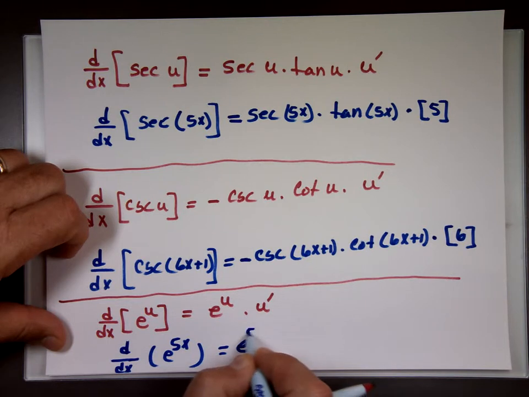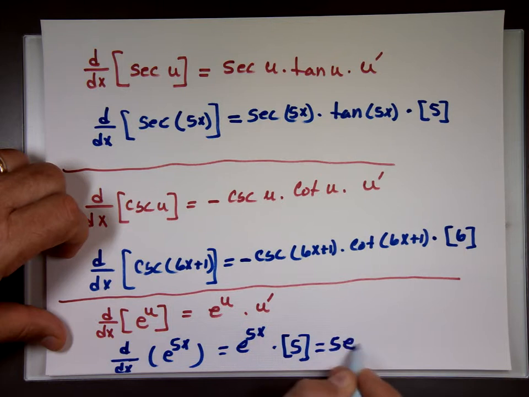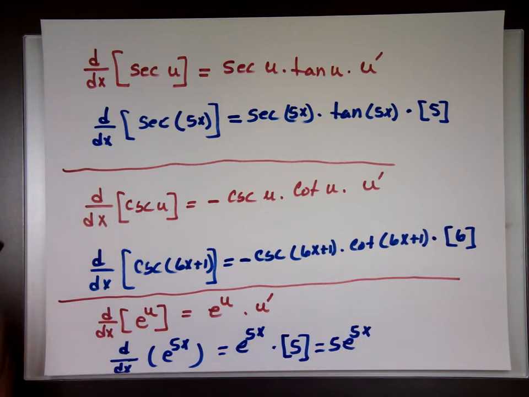E to the 5x times what? Times the derivative of 5x, which is 5. So that's 5 e to the 5x. And the new addition to that list, here we go. We didn't see these before, and that's the derivative of the natural log and the derivative of the log.